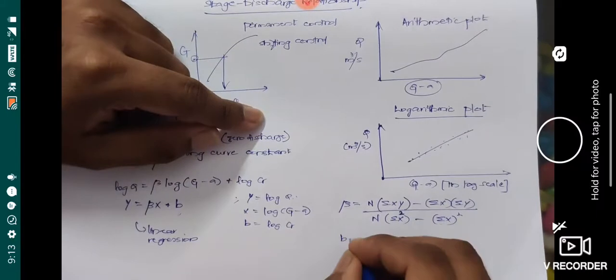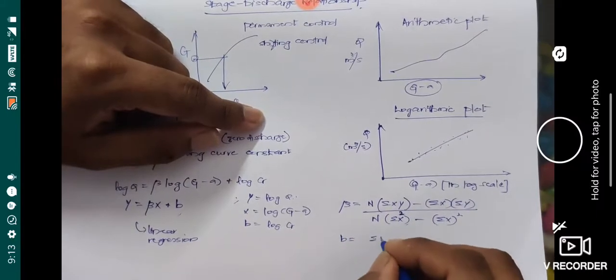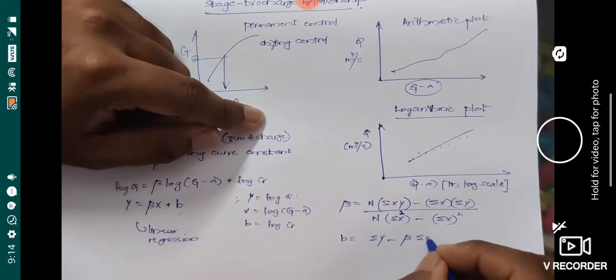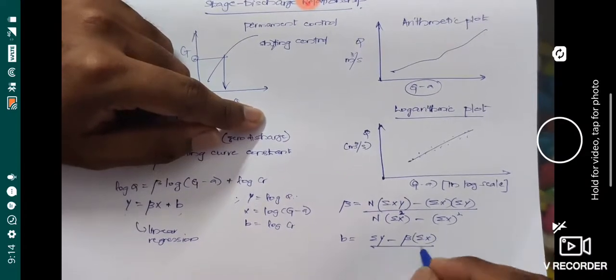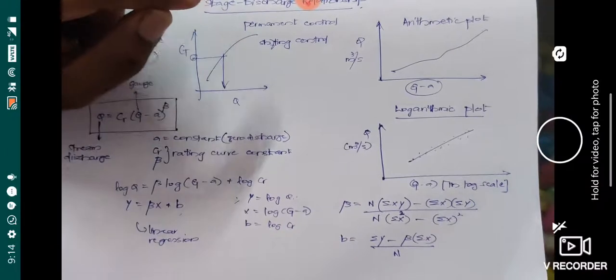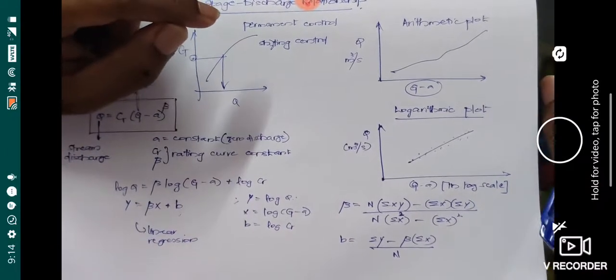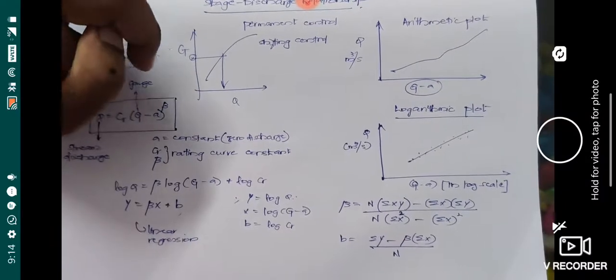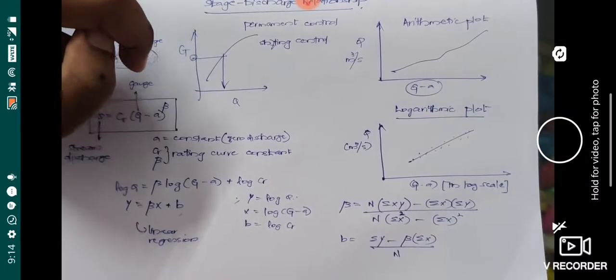And in order to find the y-intercept, you have to have the equation sigma y minus beta of sigma x, divided by the total number of values. We have already seen this during the previous case wherein you are calibrating the current meter. So it's quite clear how to find it.